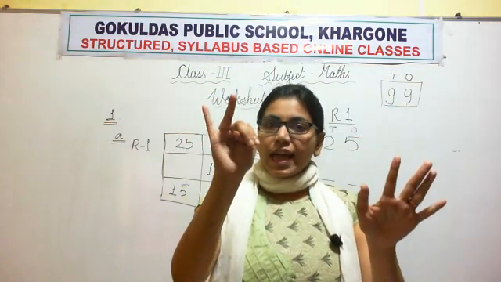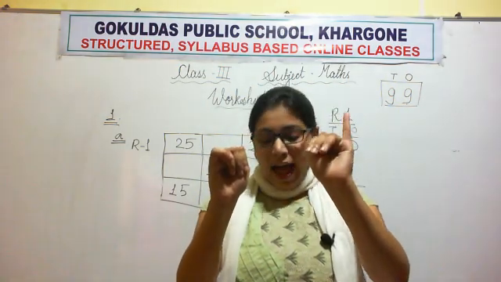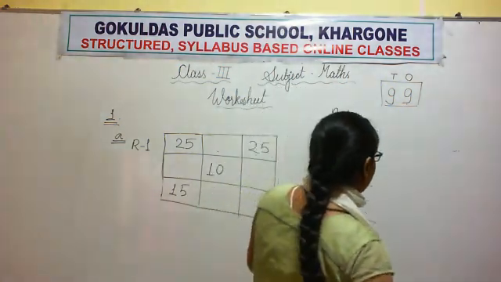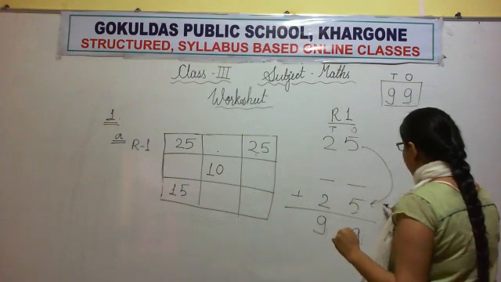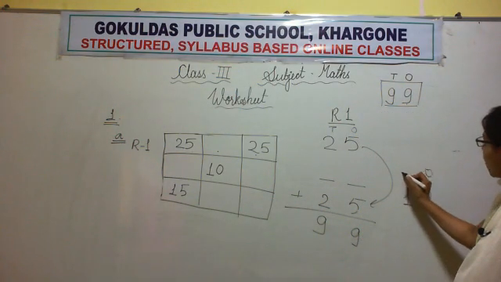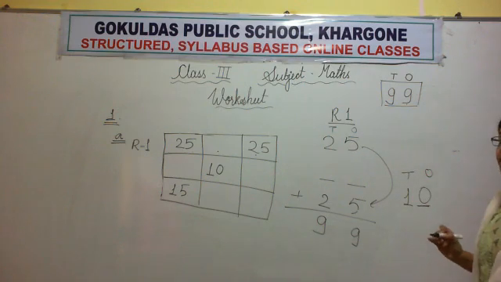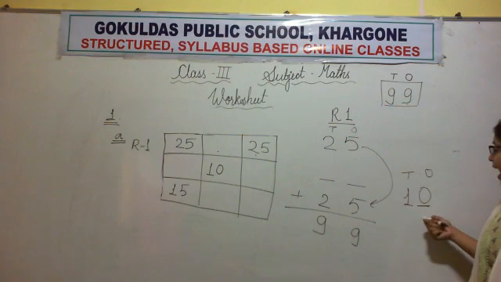1, 2, 3, 4, 5, 6, 7, 8, 9, 10. It means the sum of these two numbers is 10. 10 means 0 at the 1's place. Okay, 10 means 0 at the 1's place, but we want 9 at the 1's place.